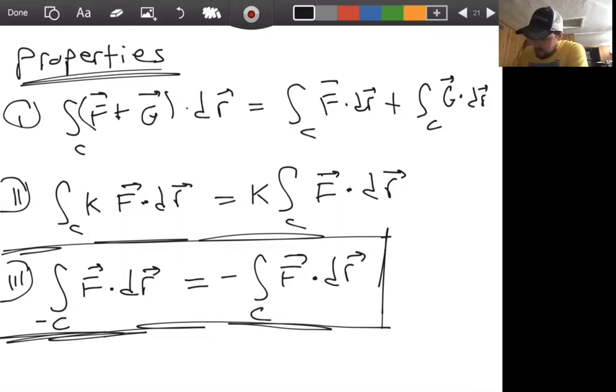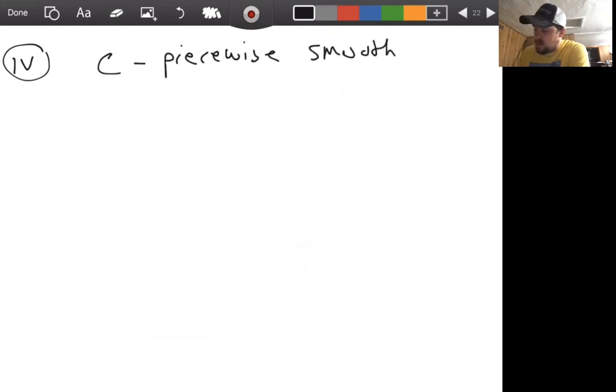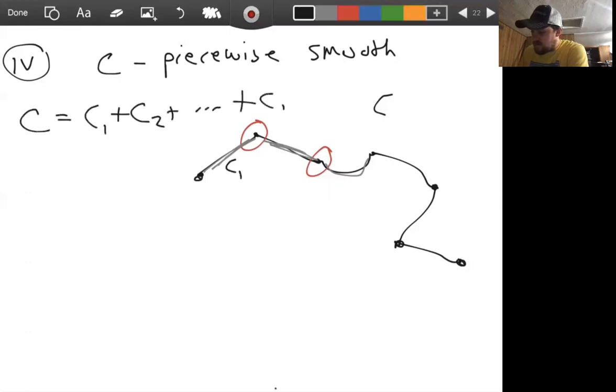The last property I want to talk about is, let's say C is piecewise smooth, meaning there could be areas where there are sharp turns, but if you break it up into pieces, each piece is a smooth curve. And so let's say C is some piecewise smooth curve, and we break it up so C is C1 plus C2 plus up to Cn, where all the C1 through Cn are smooth.